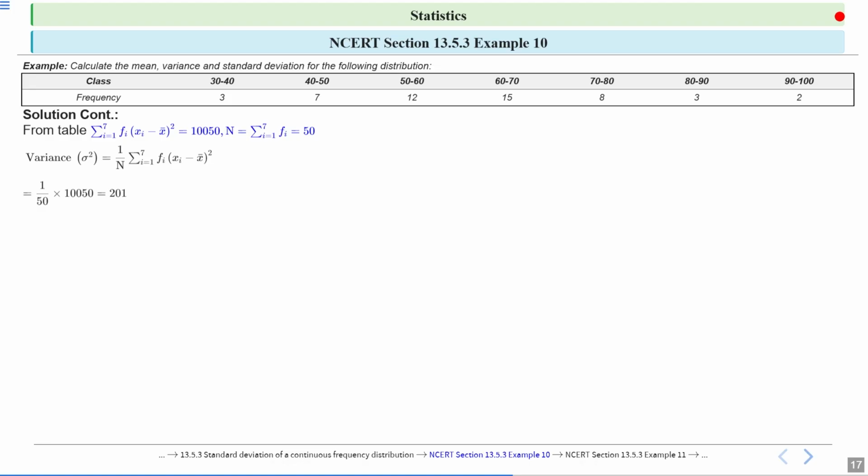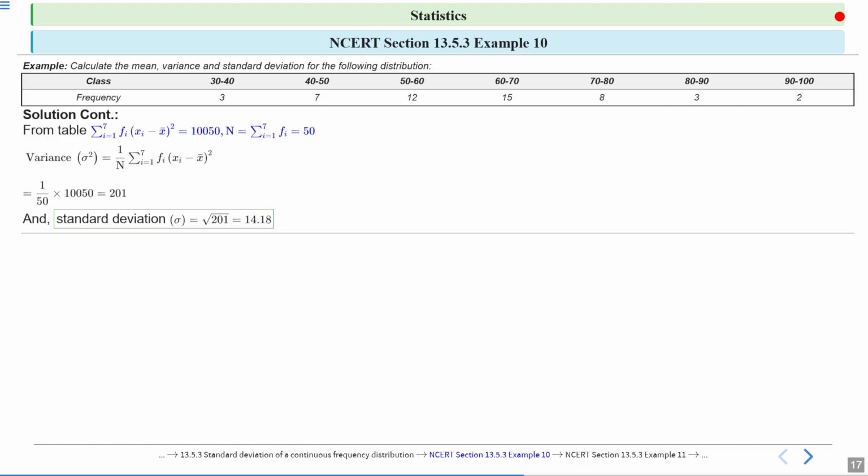Now let's substitute the values we have into the formula. So we get variance equal to 1 by 50 times 10,050, and this is simply equal to 201. And standard deviation sigma is nothing but the square root of variance. Here we have calculated variance sigma squared is 201. So standard deviation sigma equal to square root of 201, which is approximately 14.18.